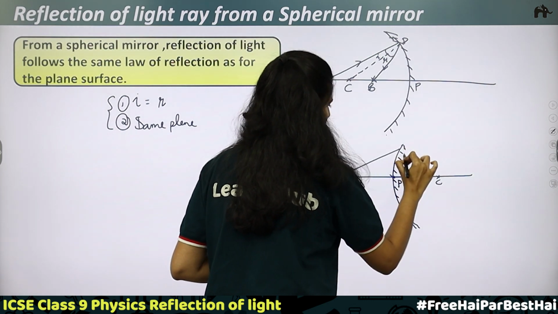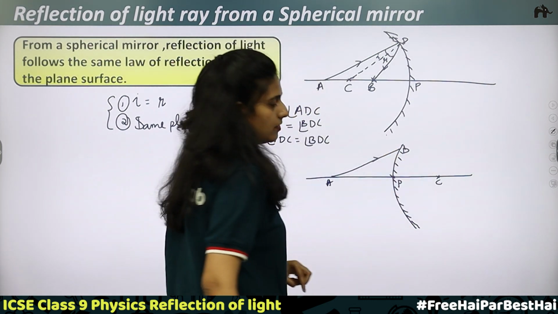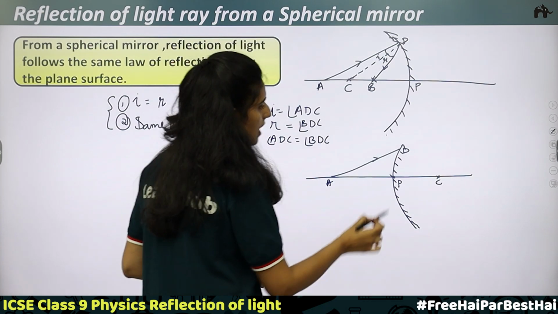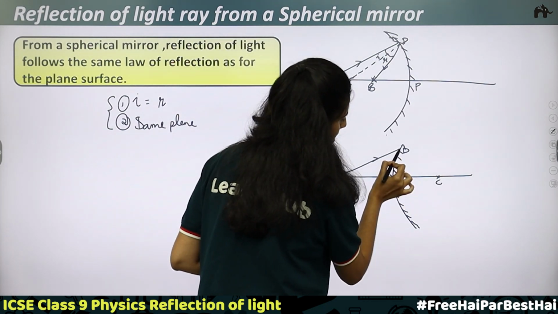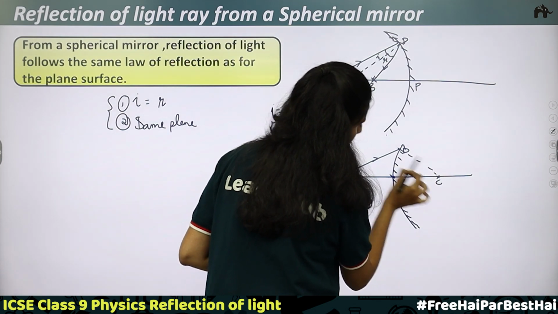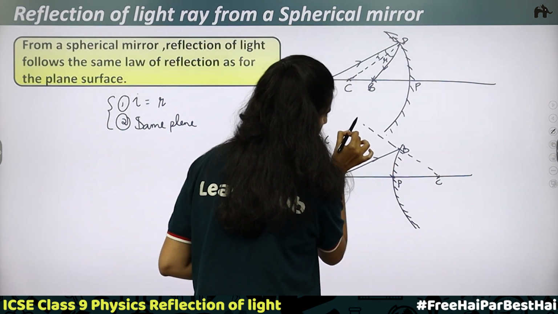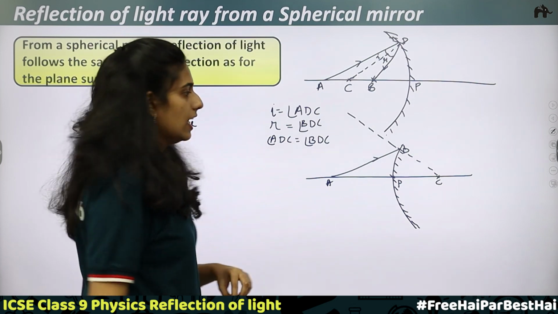AD is your incident light ray. To draw the normal, a straight line that is passing through the point of incidence and the center of curvature is drawn. I am extending it further. Next, what you have to do?